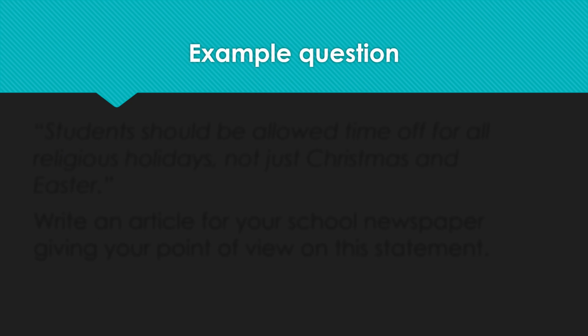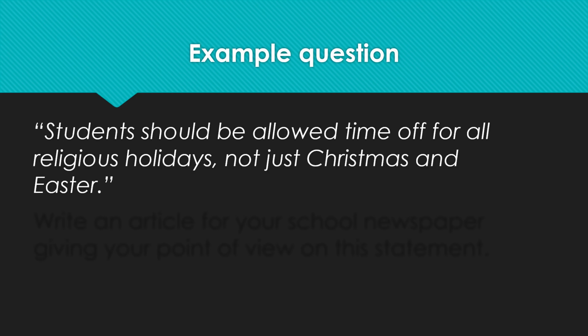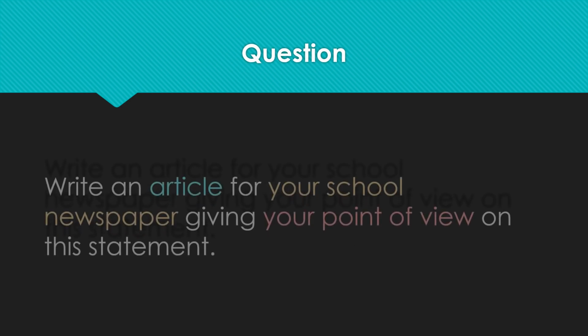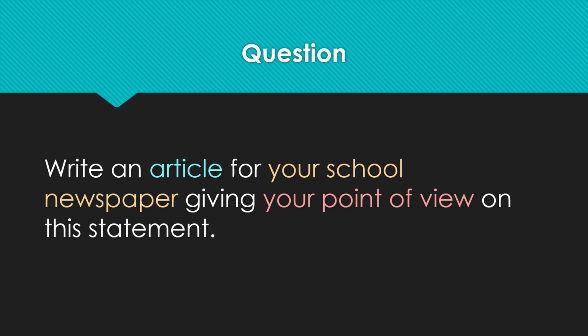So here's an example question. Students should be allowed time off for all religious holidays, not just Christmas and Easter. Write an article for your school newspaper giving your point of view on this statement. Looking at the question alone, you're writing an article, that's the genre. For your school newspaper, that's your audience. Giving your point of view, and that's the purpose. Remember, GAP: genre, audience, purpose. You need to always make sure you know what you're writing, who you're writing it for, and what it is that you need to be getting across.